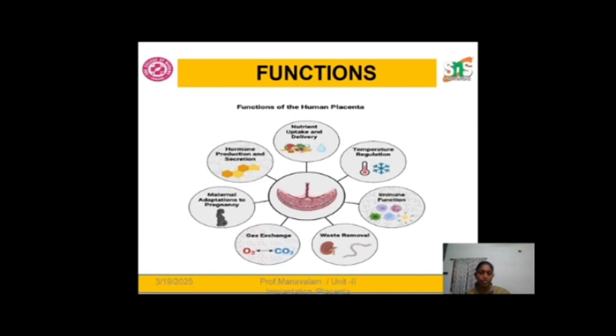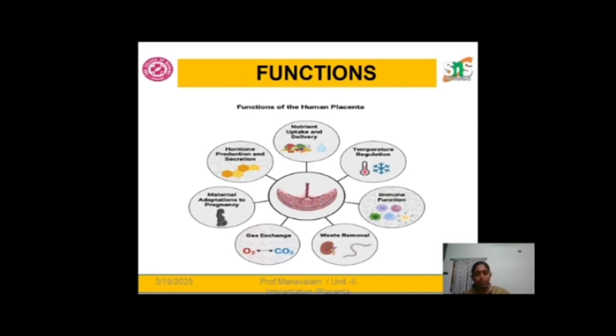Next, temperature regulation. It is regulated because the placenta is covered by the amnion. The amnion contains the amniotic fluid, which regulates the temperature.